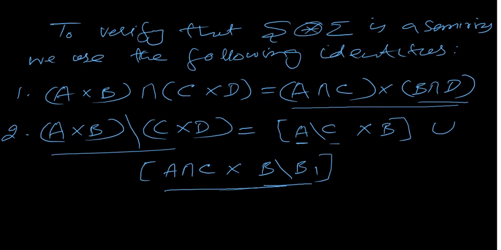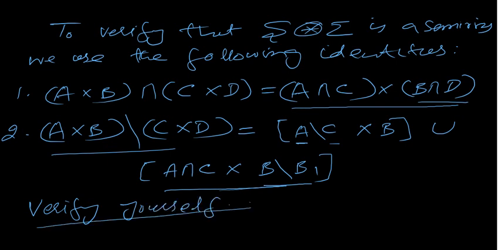So you have to first check these identities, then verify the properties for S tensor sigma to be a semiring. Verify this yourself. This is an exercise for you. It's very simple, not too difficult, because these two identities were already done in the first course of measure theory. Now you have to use these two identities to verify the properties for S tensor sigma to be a semiring.